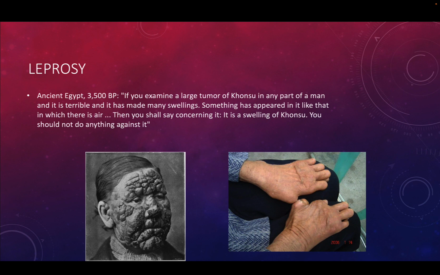So with leprosy, this was even described as far back as in ancient Egypt. I told you, in the Bible. If you examine a large tumor of Kansu, that was what they called it, in any part of a man, and it is terrible and it has made many swellings, something has appeared in it like that in which there is air, then you shall say concerning it, it is a swelling of Kansu. You should not do anything against it.